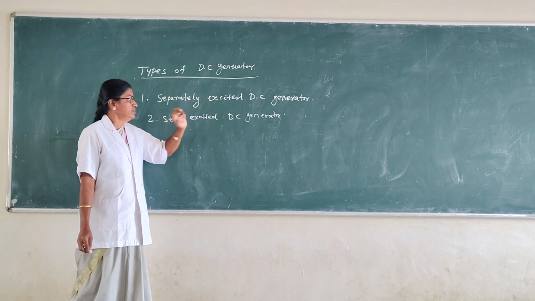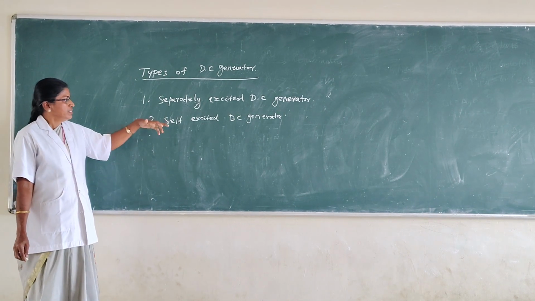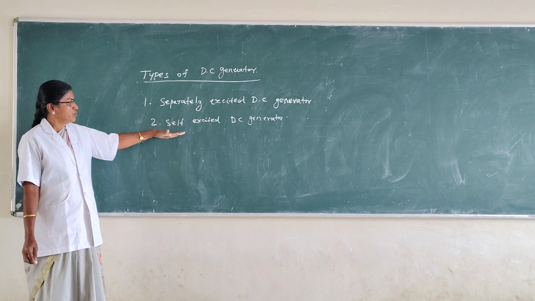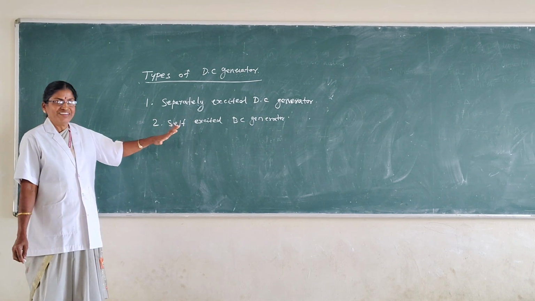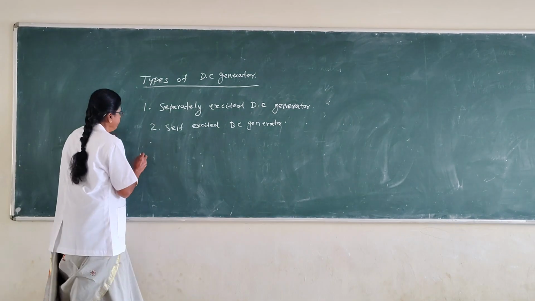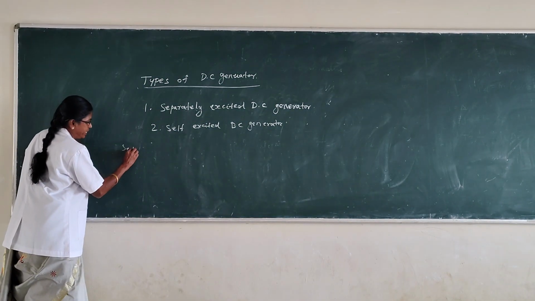Self-excited DC generator means here the field winding is excited by the armature of the generator. That is called a self-excited DC generator. Okay, so first we see the separately excited DC generator.